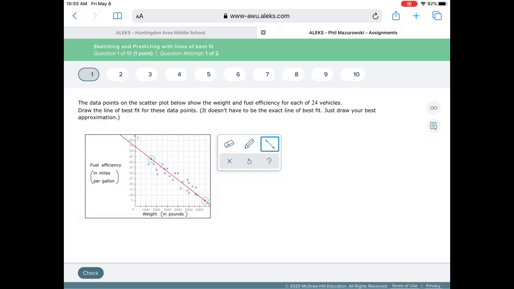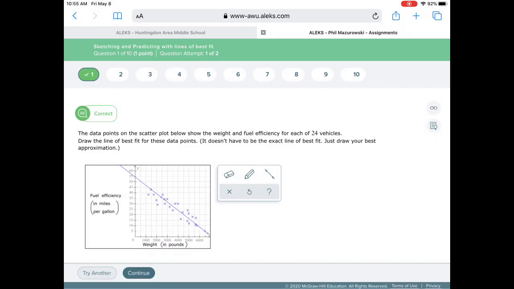Notice it says in the parentheses, it doesn't have to be the exact line of best fit. Just draw your best approximation. There is a way to draw the perfect line of best fit, but it usually involves a lot of computers and a lot of calculations that machines do instead of humans to figure out exactly what it is. So that's why it says just be close here. All right, so that was good enough there.